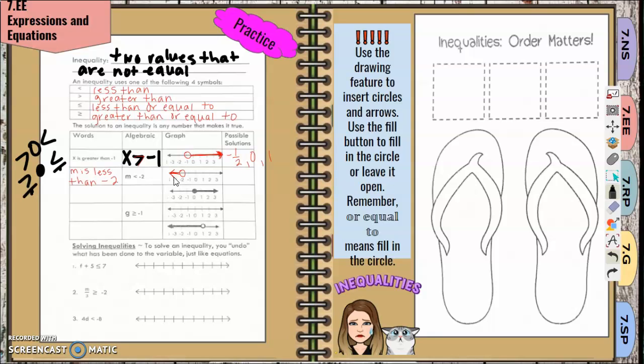And now I'll look for possible solutions. Possible solutions are anything that's less than negative 2. So that could be negative 2.5, negative 3, negative 4. Anything smaller than negative 2.